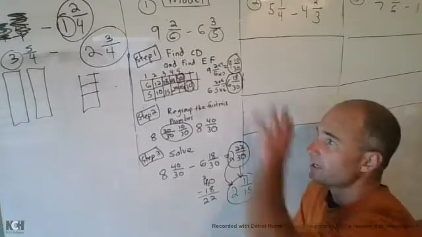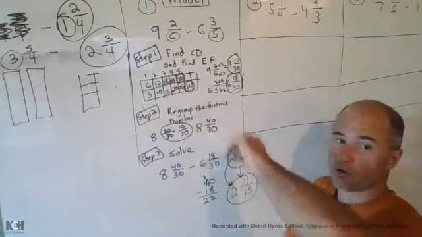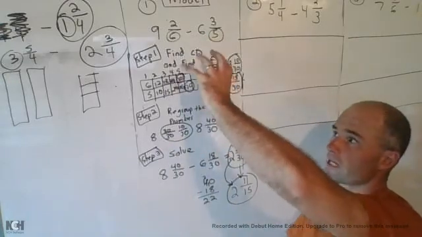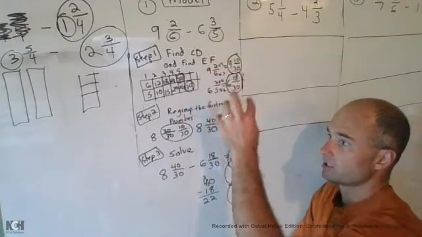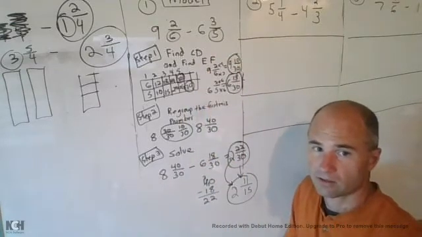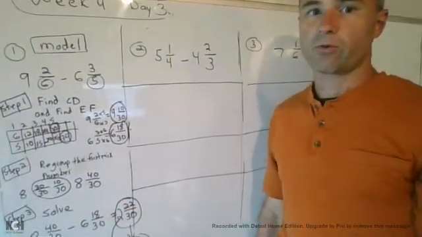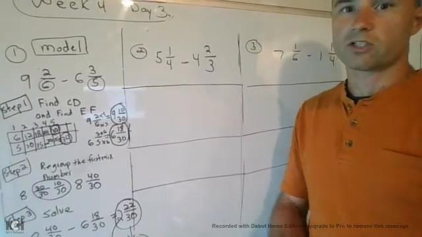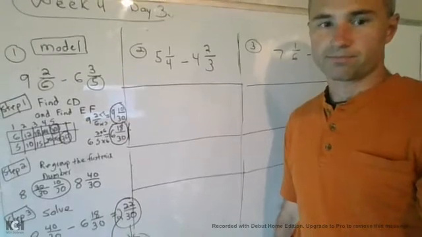All right, if that's all confusing to you, go back, hit the pause button, and try to slow down the process of what I just did there till you understand every single step before moving on. If you get what I did there, let's move on to number 2 and have you give it a try. 5 and 1/4 minus 4 and 2/3. Hit the pause button to solve, please.